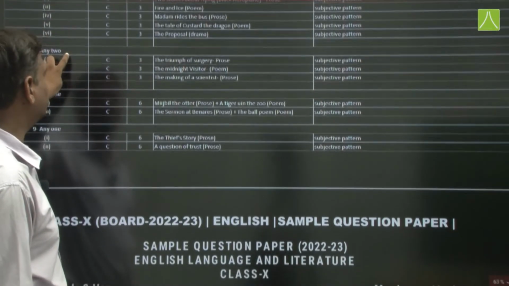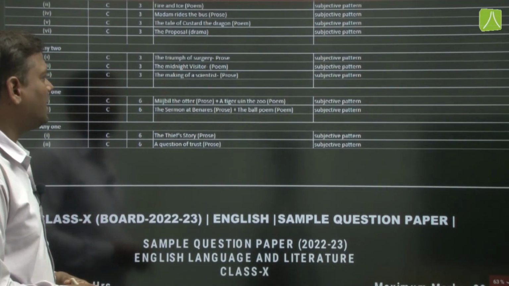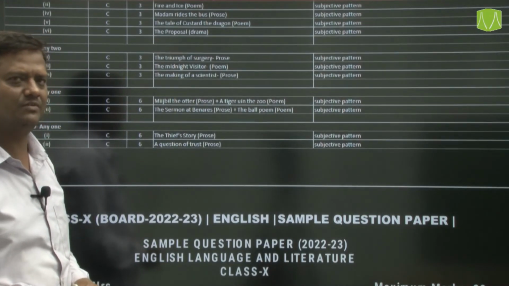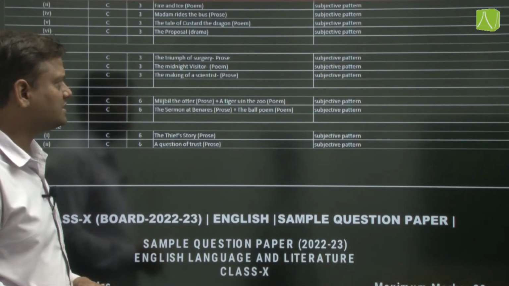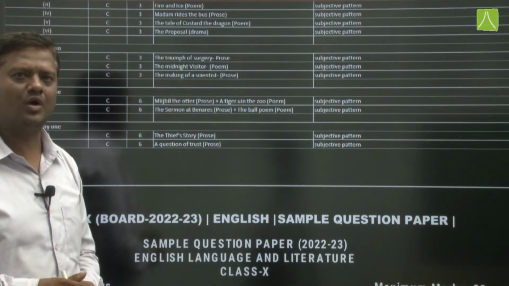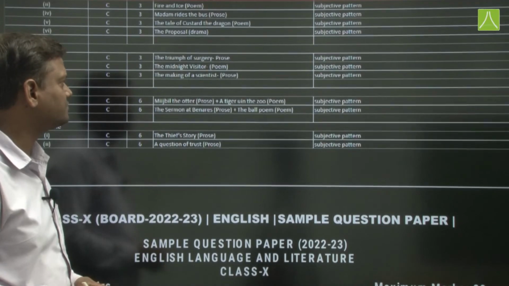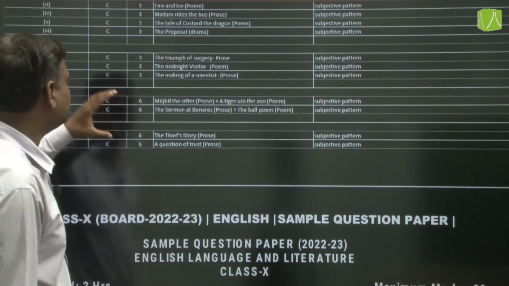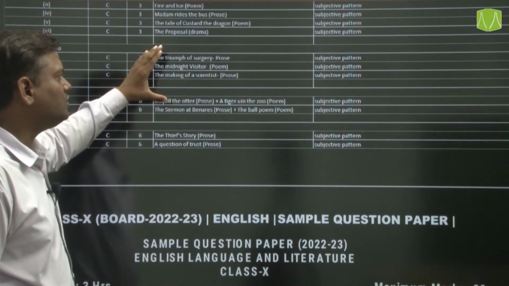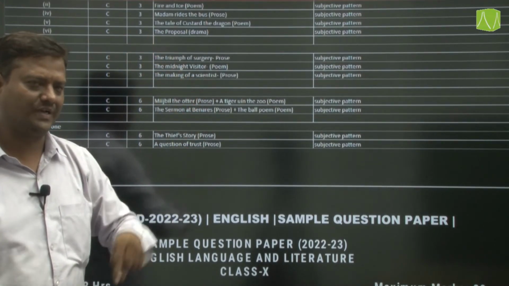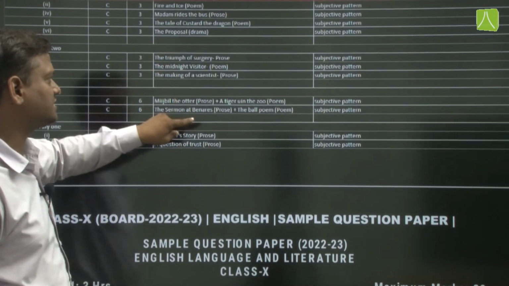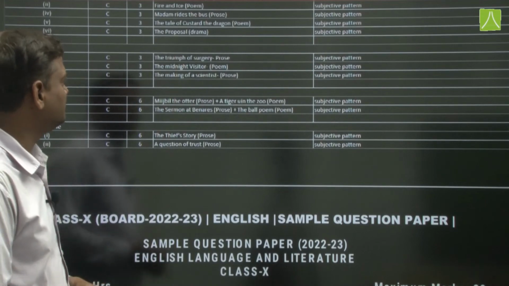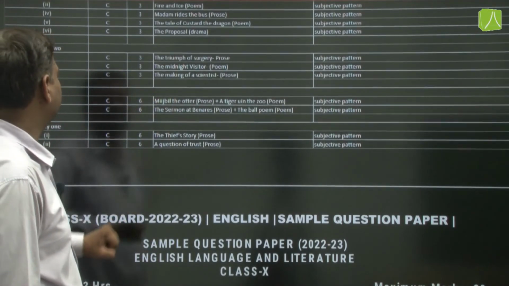Then question number 7, again we will have 3 questions in it, out of which we are to attempt any 2. Each question will carry 3 marks. And question number 7 will be related to our book Footprints Without Feet. That means all 3 questions will come from our book Footprints Without Feet, and we are to attempt any 2.